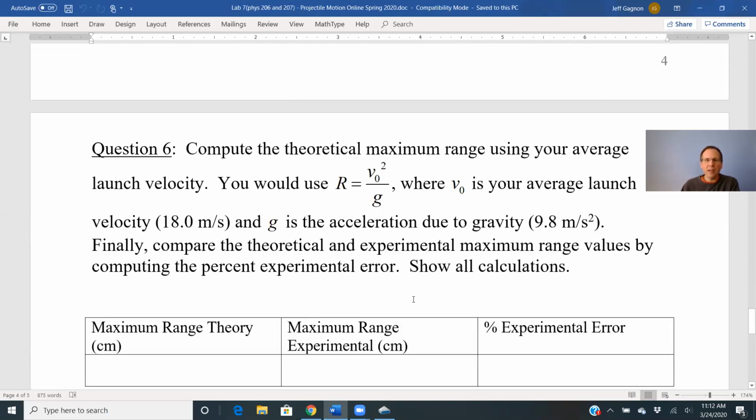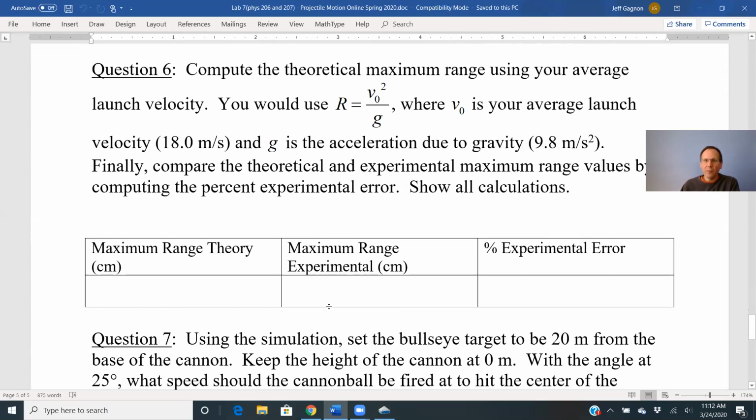And in question 6, compare the maximum range that you found from the graph to the max range theory. Well, how do you compute this? Well, remember, it's just going to be R max is V naught squared over G. In this case, your V naught is going to be 18, right? Because we had it set at 18 meters per second. So it'd be 18 squared, but be careful now, G is going to be 9.8. So divide by 9.8. And then compare that to what you got from the graph as your maximum range experimental.